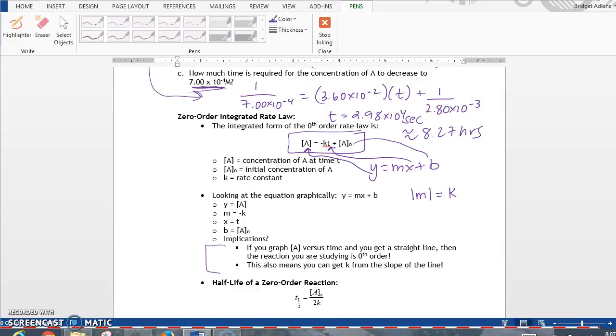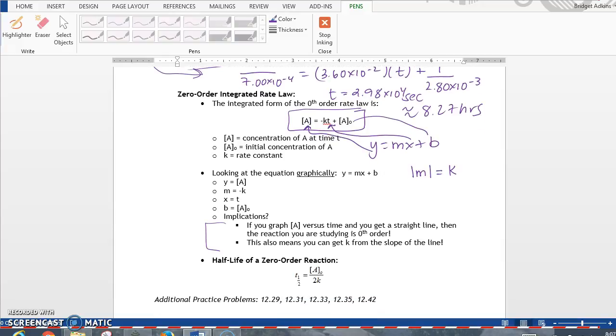The half-life, this I've actually not seen on the AP exam, but it is given to you. The half-life is the concentration of A over 2 times the rate constant. So it does depend on both the k and the concentration of A. All right, so we have additional practice problems. So we're adding this in to our first order.